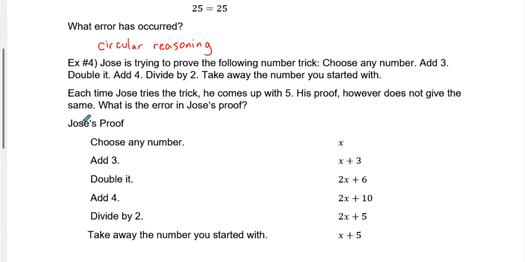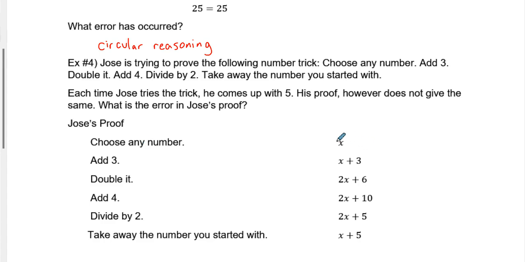Right, a number trick proof. Jose is trying to prove the following number trick. Choose any number, add 3, double it, add 4, divide by 2, take away the number you started with, and each time Jose tries the trick, he comes up with 5. His proof, however, does not give the same. What is the error in Jose's proof? So Jose's proof is here.